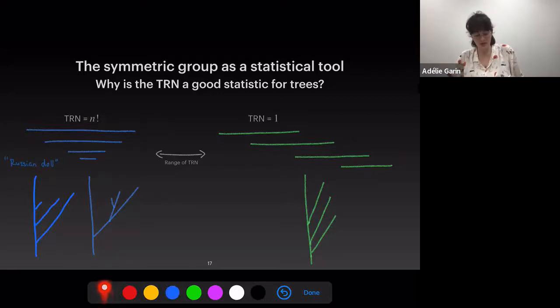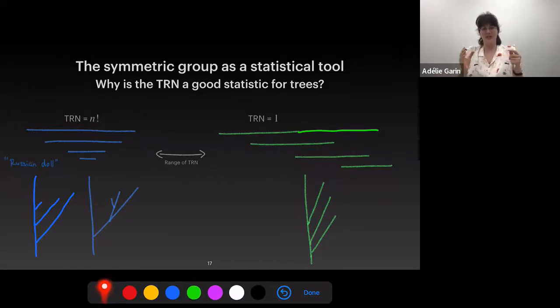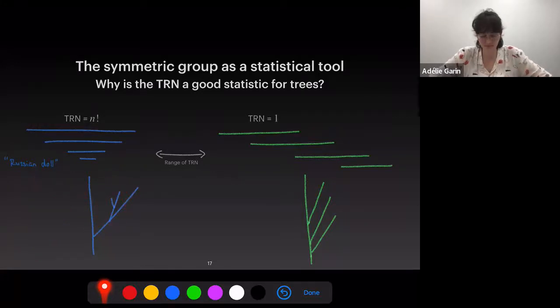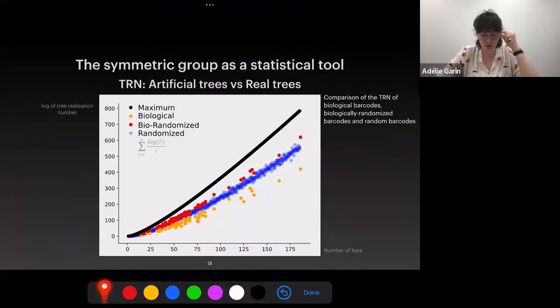Whereas for the trivialization number of 1, the identity barcode, all the branches have to be attached to the main one. I messed up. This should be like this. So basically the trivialization number, if it's very low, means that potentially all the branches of the tree are attached to the trunk. Whereas if it's very high, you have more chances that your tree looks like this. And this we use to compare neurons to the uniform distribution on the symmetric group.